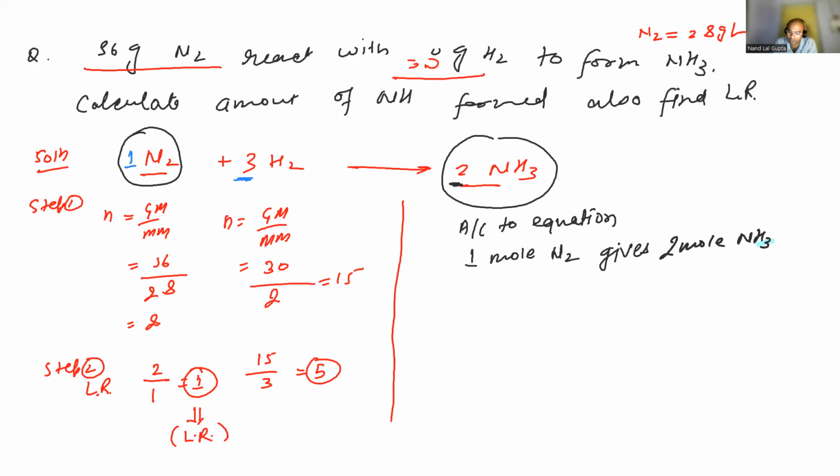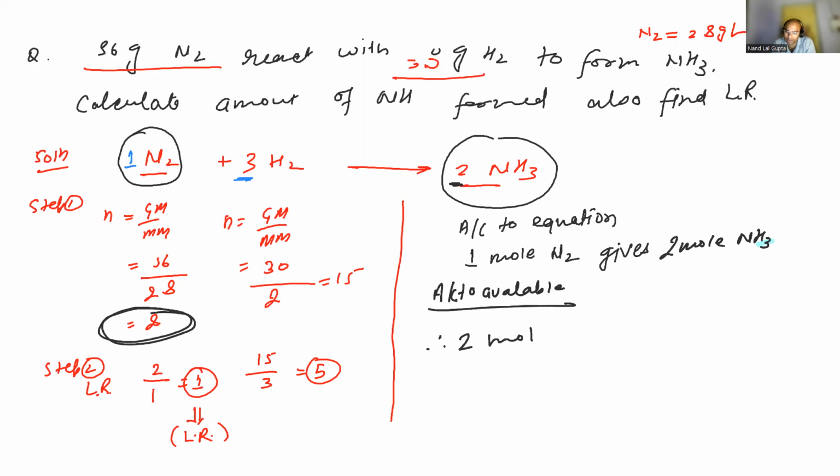Okay, so now according to available. A by C means according to available. How much limiting reagent is available? This is 2. 56 gram means 2 mole. So according to available, 1 mole is giving 2 mole. So 2 mole N2 gives how much?